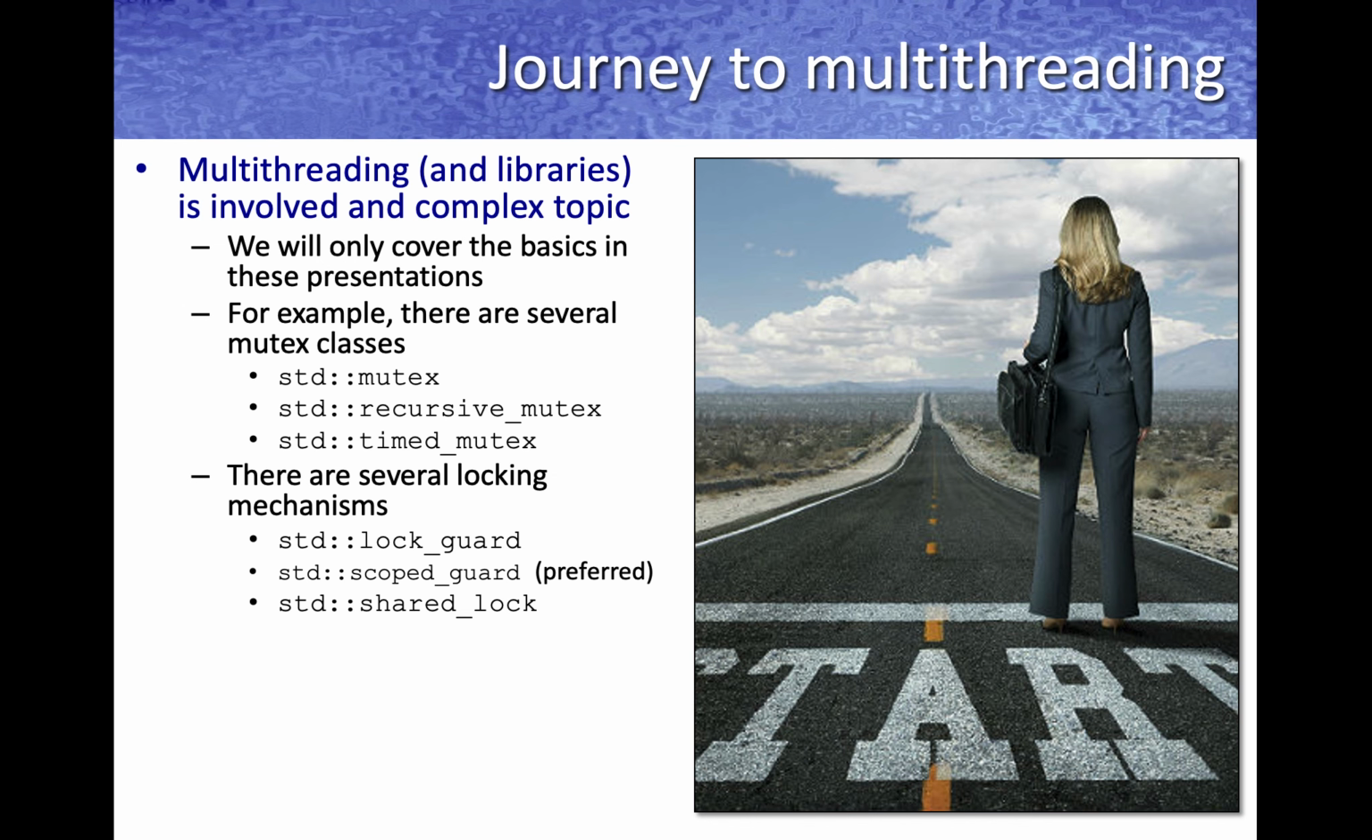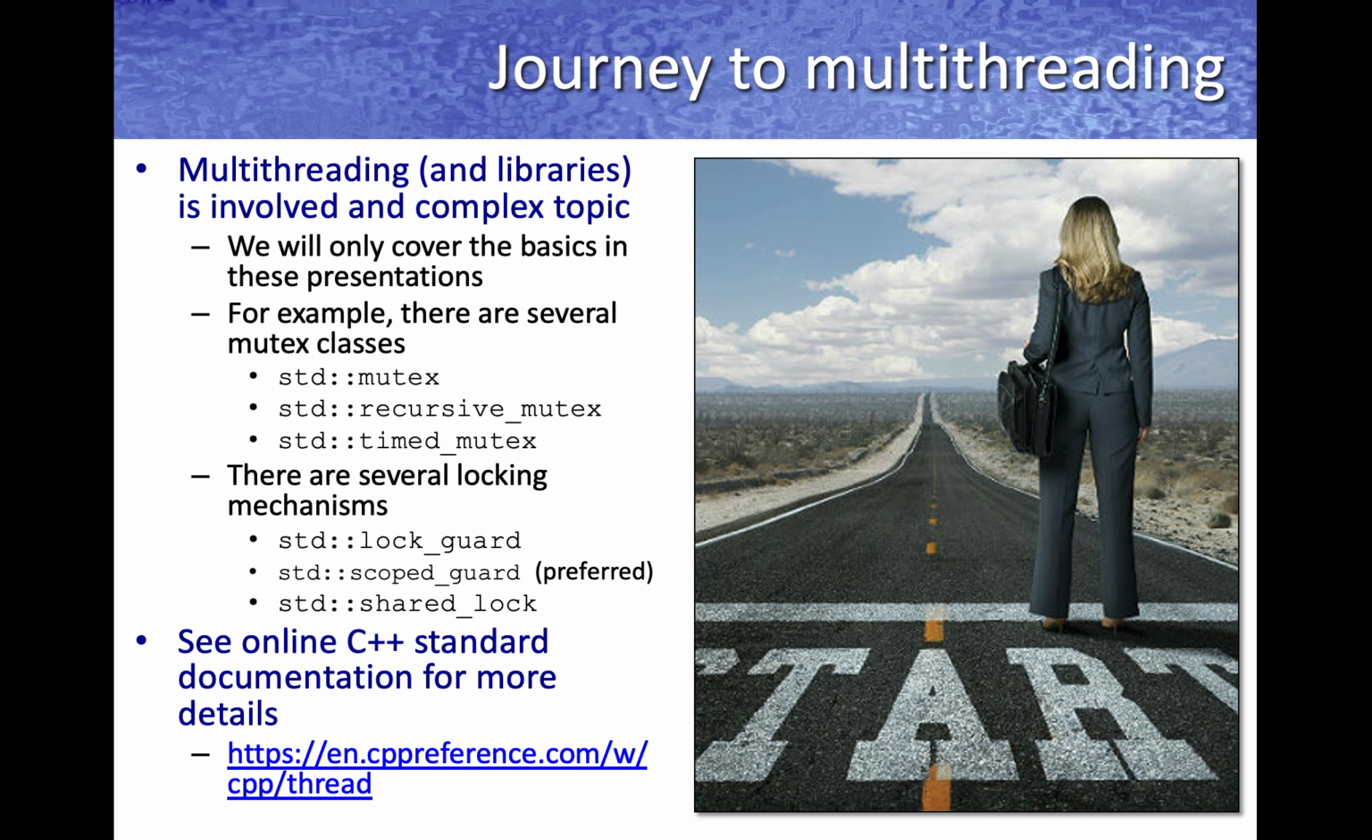We looked at std::lock_guard. In the newer versions of C++, the preferred class is called scoped_lock. Sometimes we can have shared locks, so we can move the locks between threads. There are lots of interesting applications and programming that you can do with multithreading. It's a very involved and complex topic. And of course, you can see the online standard documentation for more details on how to work with threads and all of these atomic variables.